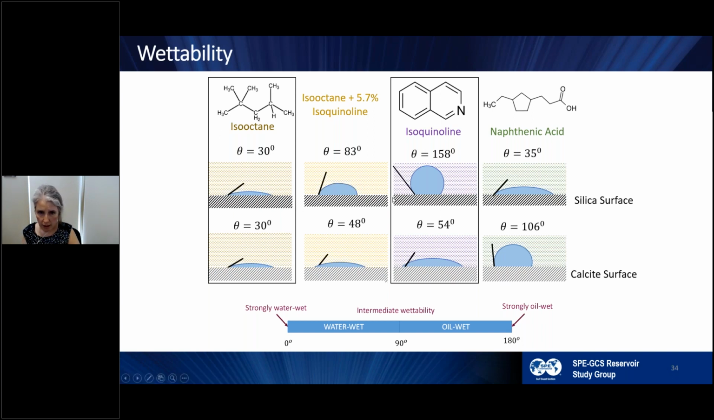So you are seeing here at the top the silica surface, which means, let's say, a sandstone reservoir, and this is my calcite surface, let's say a carbonate reservoir, calcium carbonate reservoir. I have here water droplets given in blue, and I also have the oil phase. These dashed areas are representing my oil phase. And what is my oil phase here is isooctane. And then I have isoquinoline, which is an aromatic hydrocarbon with nitrogen attached to it. And you're seeing as an oil component naphthenic acid.